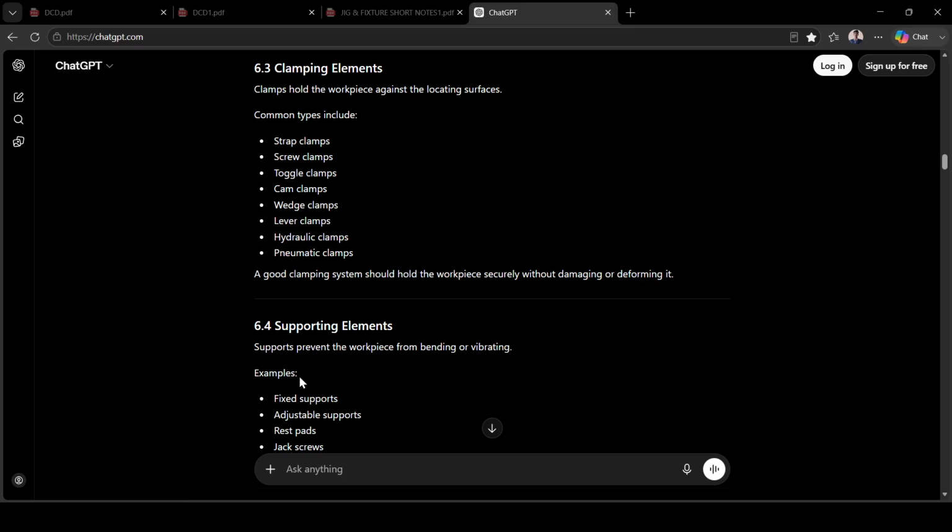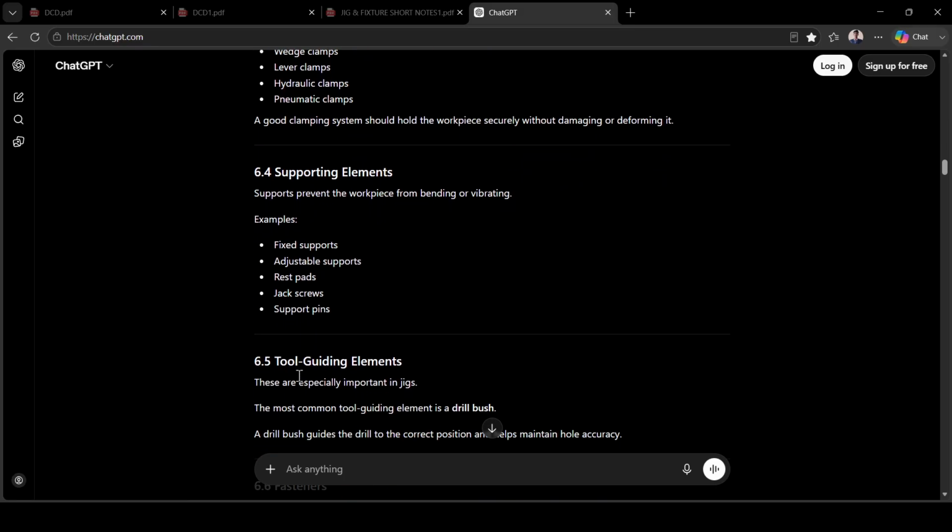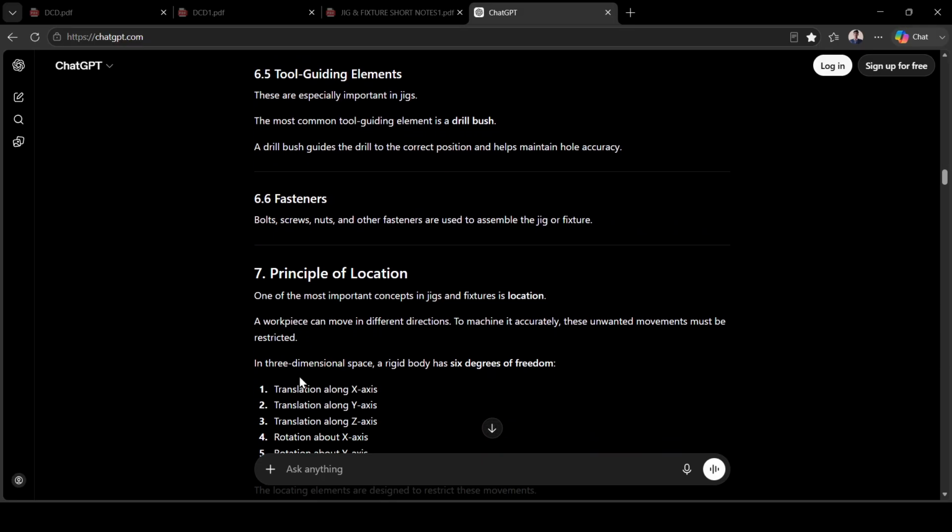Then supporting elements. Supports prevent the workpiece from bending or vibrating. Examples: fixed support, adjustable support, rest pad, jack screw, support pins. Then tool guiding elements. These are especially important in jigs. The most common tool guiding element is the drill bush. A drill bush guides the drill to the correct position and helps maintain hole accuracy. Then fasteners: bolts, screws, nuts, and other fasteners are used to assemble the jigs and fixtures.